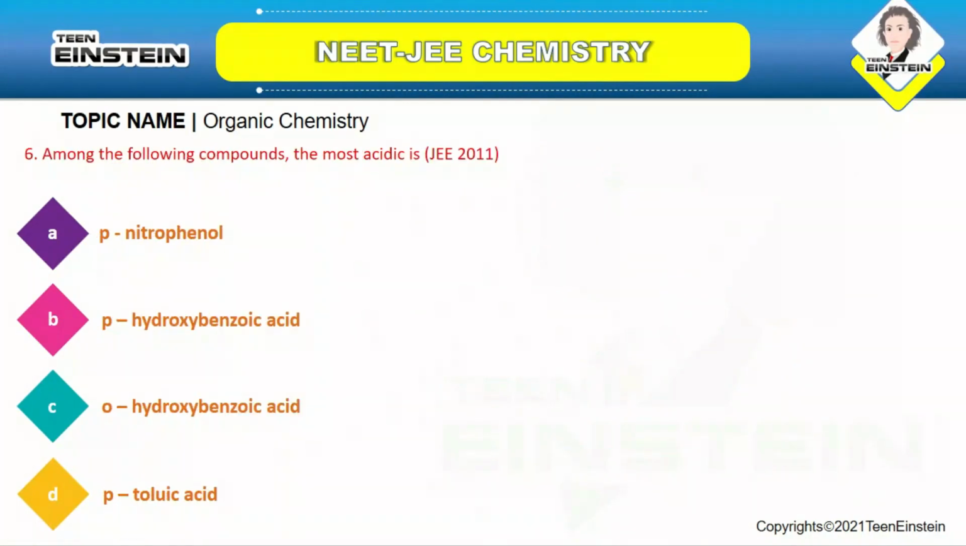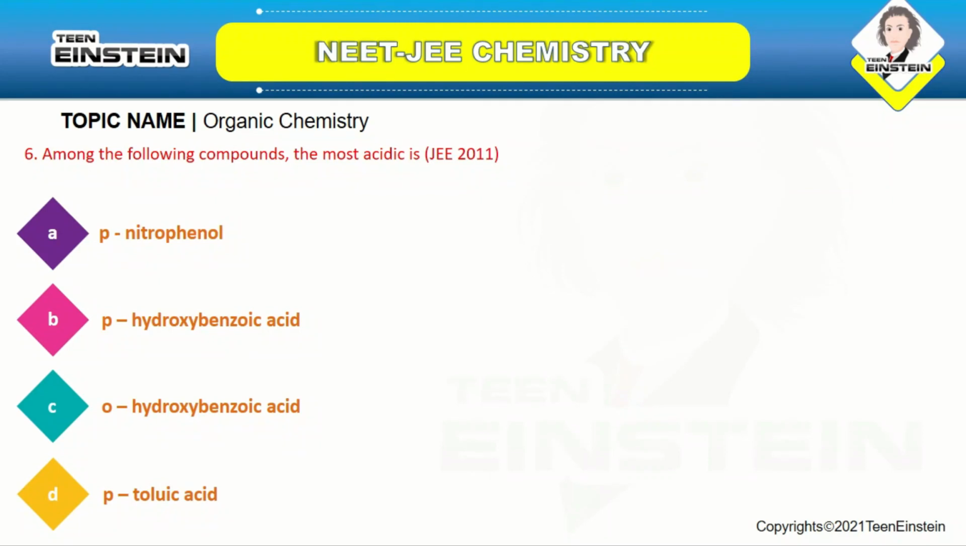Next, see the sixth question. Among the following compounds, the most acidic is? Here they gave 4 compounds. We want to find out which one is the most acidic. The general idea about acidic strength is how easily a given compound gives up a hydrogen ion. So it depends upon various factors like inductive effect, electronegativity and resonance. So first I draw the structures of the given options.